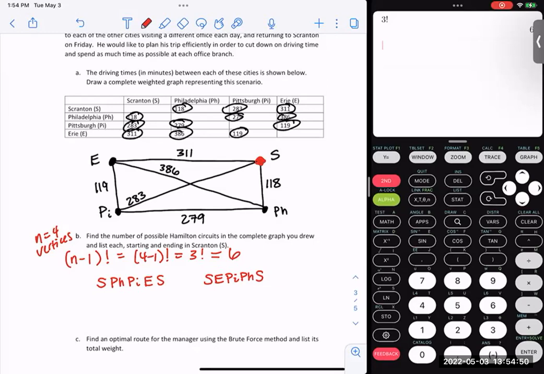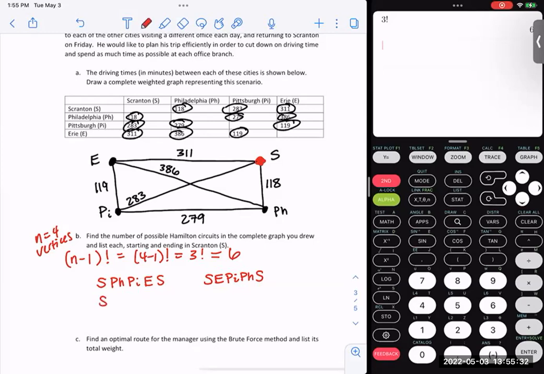But actually, if you look at this, they're really the same thing, right? If I went from Scranton to Philadelphia to Pittsburgh to Erie to Scranton, that's the same thing just in reverse as if I went Scranton, Erie, Pittsburgh, Philadelphia, Scranton. So even though it says that there's going to be 6 distinct Hamilton circuits here, technically half of those are just going to be repeats. So technically this one is just a repeat of this one. All right, but then I still have some more to find.